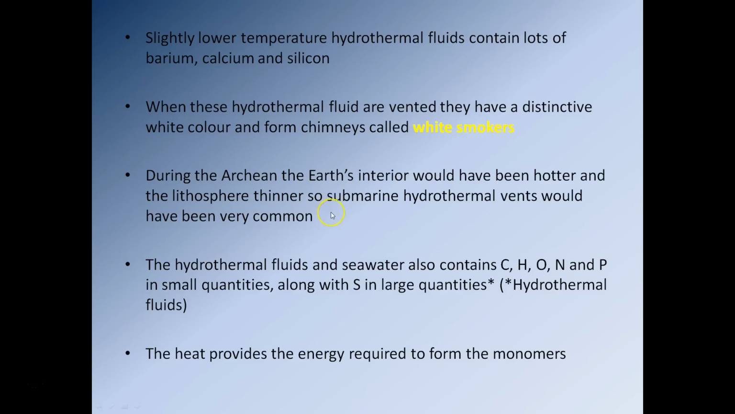So during the Archean, the Earth's interior would have been a lot hotter, and the lithosphere would have been a lot thinner. So that would have meant there would have been lots and lots of submarine hydrothermal vents, and so there would have been tons of black smokers, tons of white smokers all across the seafloor during the Archean. So to start with, if you believe hydrothermal vents are the best location to start life, there were plenty of opportunities, plenty of locations in which life could have begun.